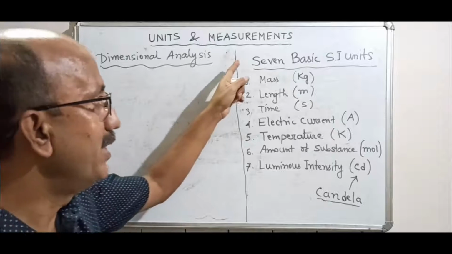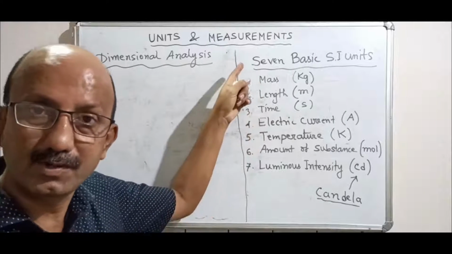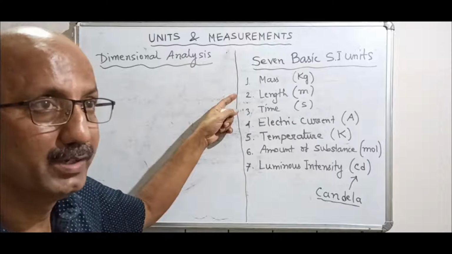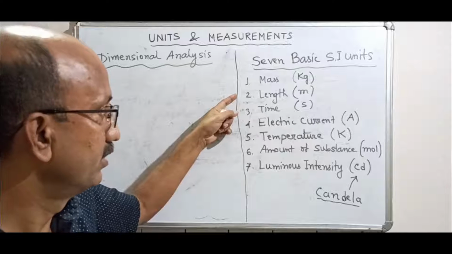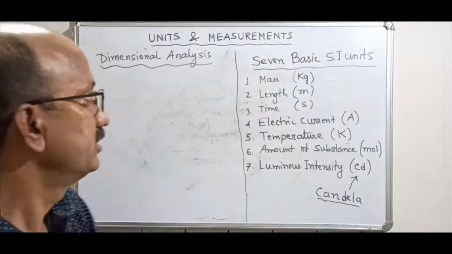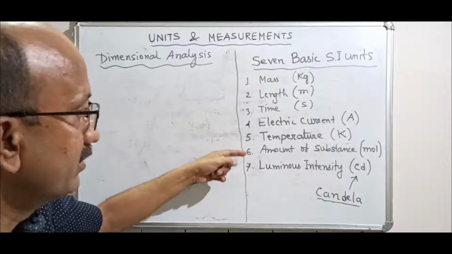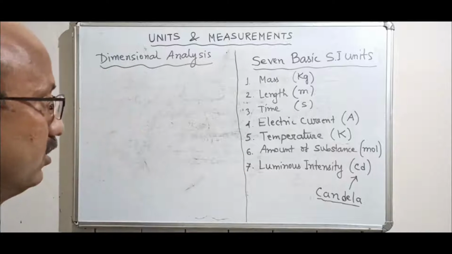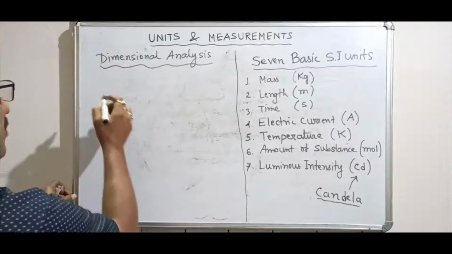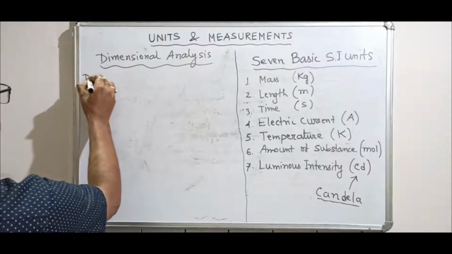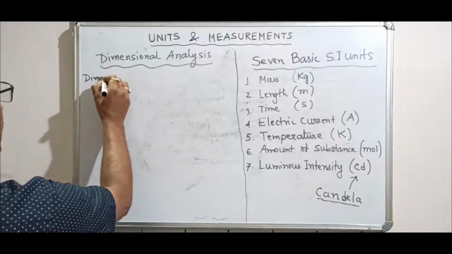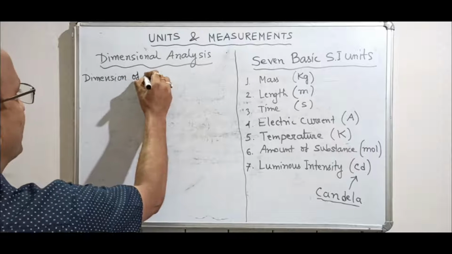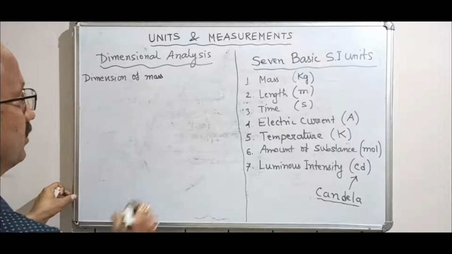Now you have to start from the basic or the fundamental quantities. As you know, there are 7 fundamental quantities, and using these fundamental quantities we get some derived quantities. Now each of these 7 fundamental quantities, when we write in terms of dimensions, we write like this. First is mass. So dimension of mass equal to.